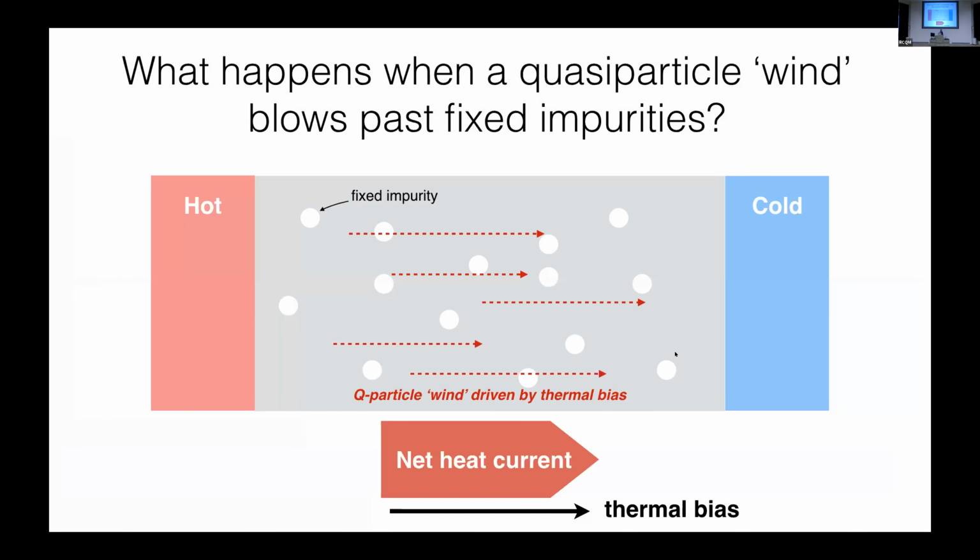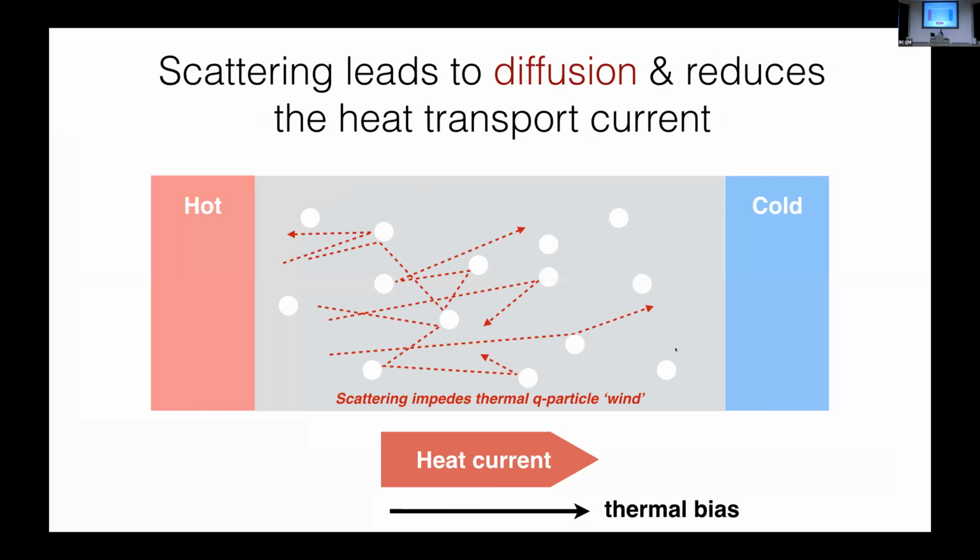So what happens if we want to look at the electronic analog? Now impurities are typically not mobile in a solid, so we have fixed impurities. What we need to do is invert the process and move the thermal excitations through the fixed impurities. So that's going to generate, of course, multiple scattering off of this fixed set of impurities, which is going to produce a heat diffusion.